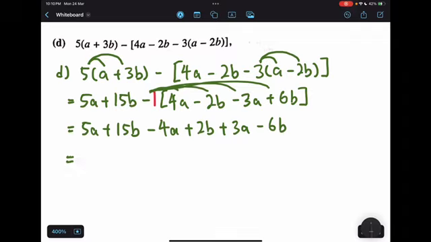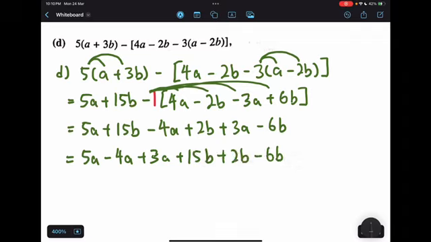So what I'm going to do now is same family sit together. All my a's will be together, all my b's will be together. I have 5a minus 4a plus 3a. And of course, next b, I get plus 15b plus 2b and minus 6b. Simplifying this, what I will get is 4a, 15 plus 2, 17 minus 6, 11 plus 11b. And this is my answer for D.